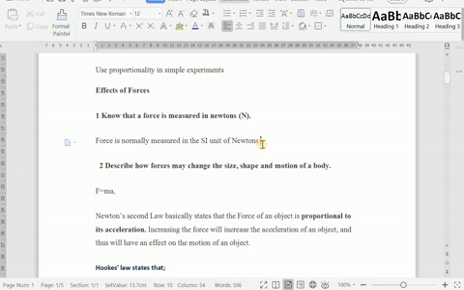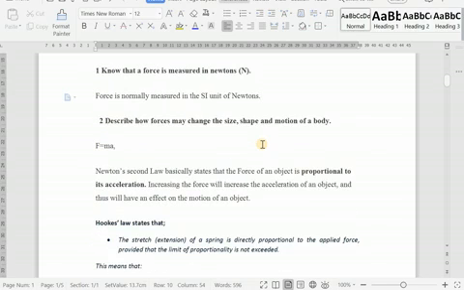Here we just included Newton's second law of motion. We will look at Newton's first law of motion, and then we'll also look at Newton's second law of motion. It basically says that the force on an object is proportional to its acceleration, and it's about the effect which the force has on an object. So if you push an object very hard, then obviously it's going to move faster.